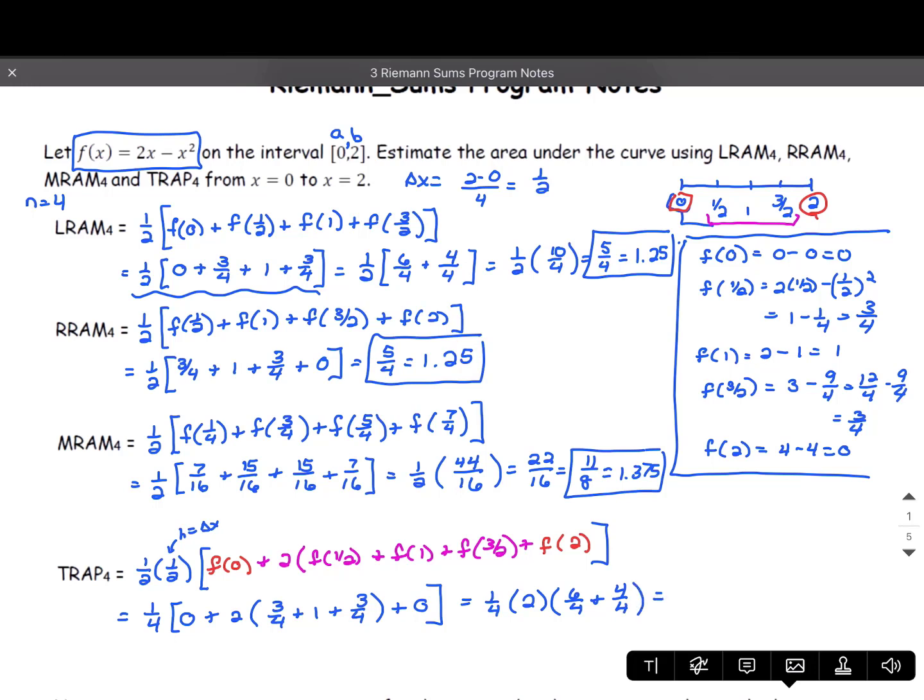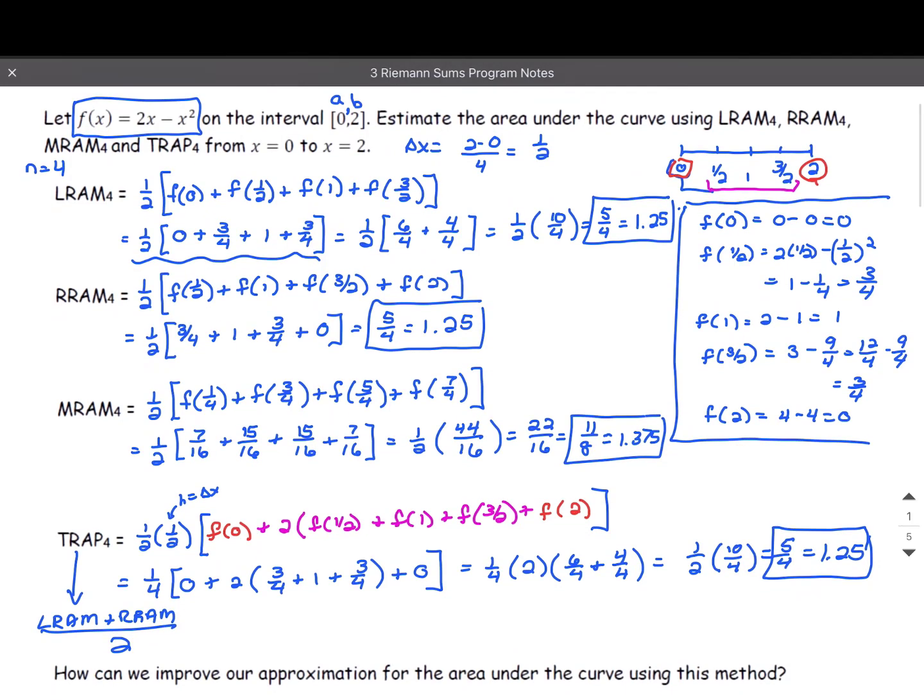So we have 1/2 times 10/4, which is 5/4, which is the 1.25 yet again, which we should also have known because remember the trapezoid is the LRAM plus the RRAM divided by 2, and since the LRAM and the RRAM were the same, then the trapezoid would also be the same.